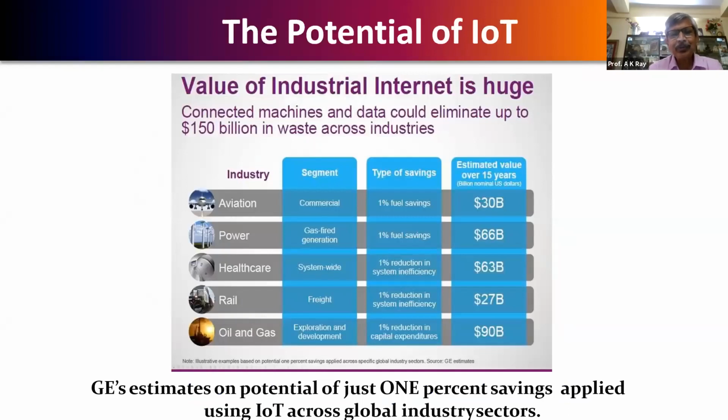Before coming to the actual technology, let me show a very interesting thing, the value of the industrial internet, which is so huge today. In this slide, done by General Electric, they say that if we can estimate only 1% savings because of implementation of IoT, then industry-wise, your estimated value will be $30 billion in the aviation industry.